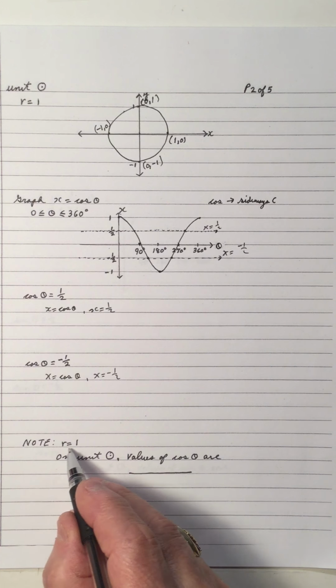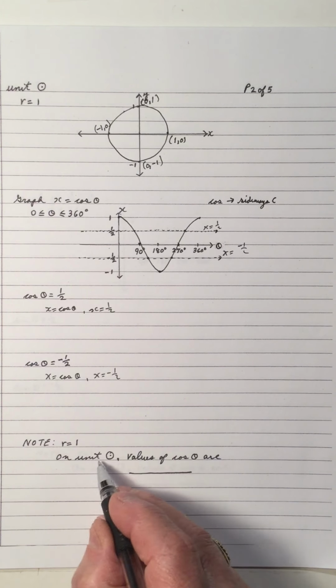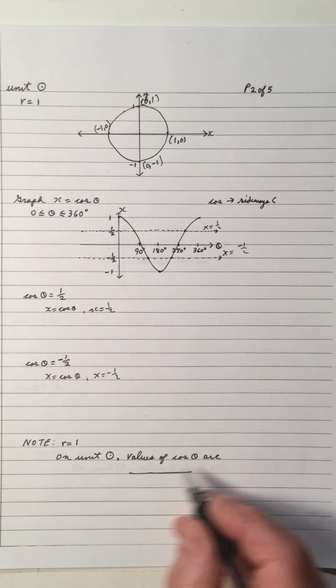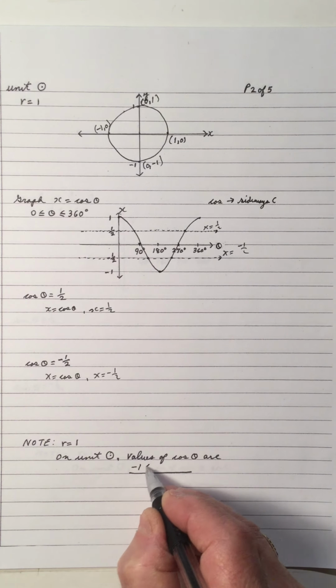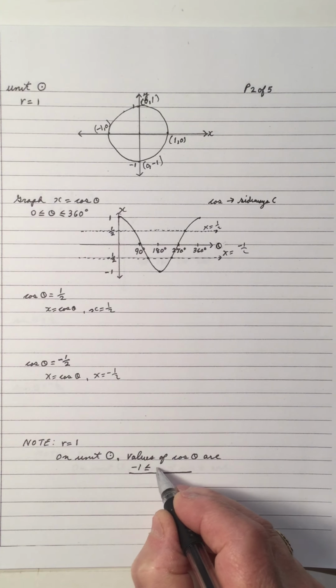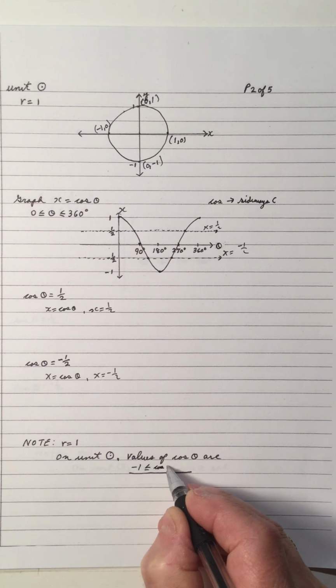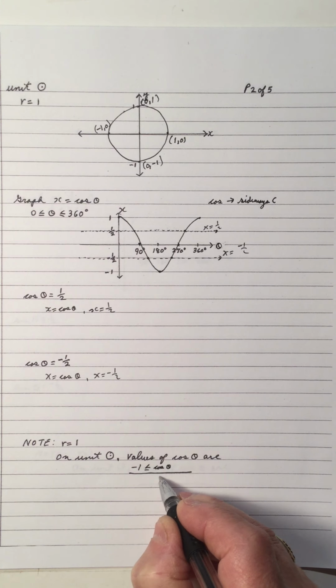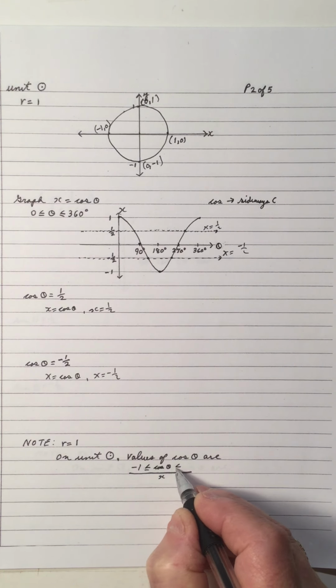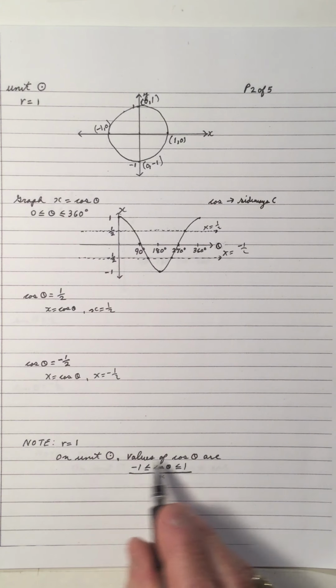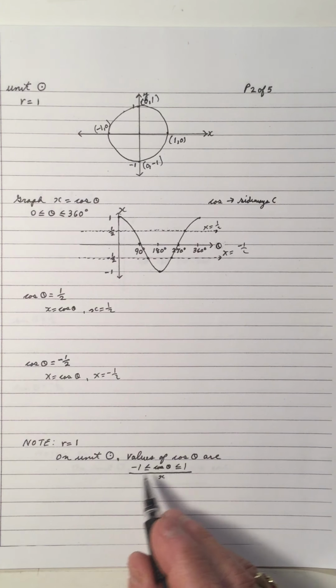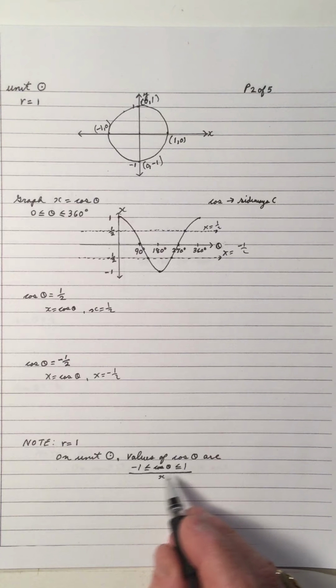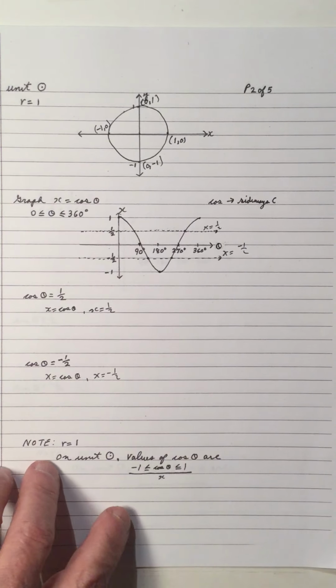Note, the radius is 1. So on a unit circle, the values of cos theta are -1 less than or equal to cos theta, and we can also put the x, less than or equal to 1. So the values of cos theta go between -1 and 1, including -1 and 1.